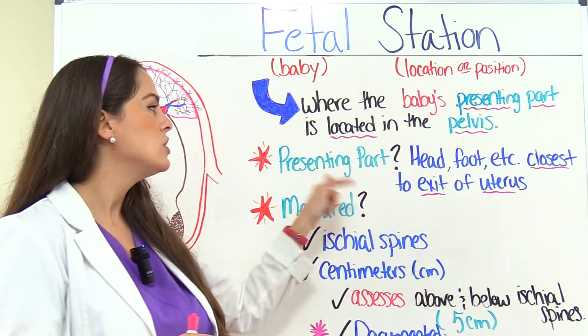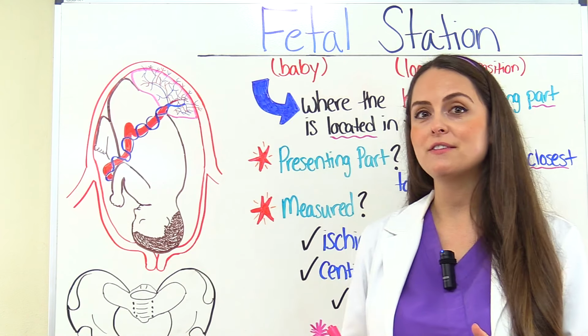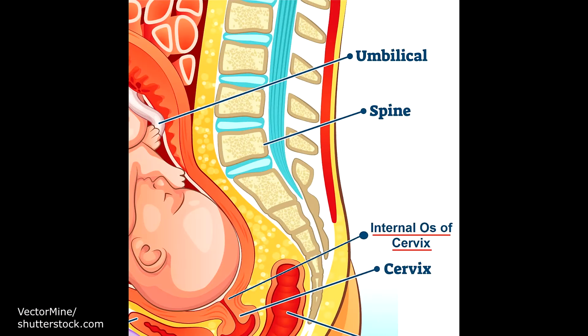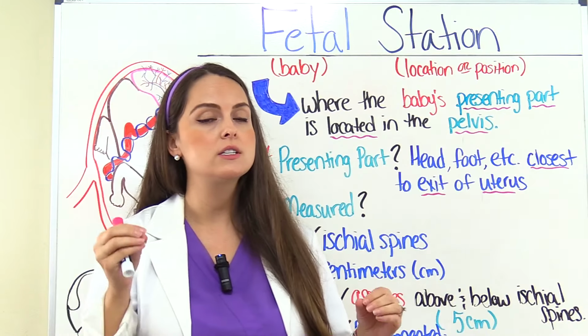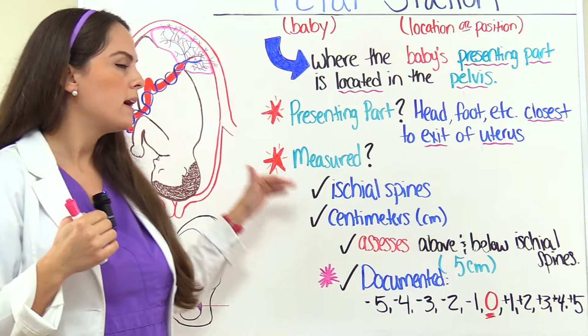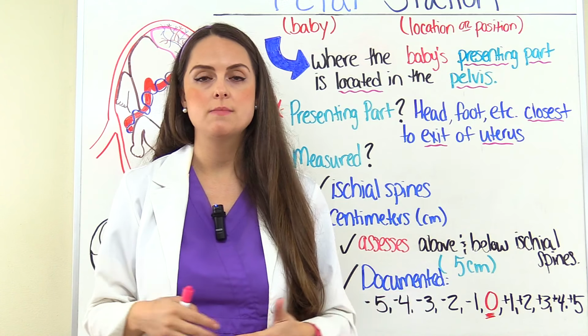Now, the exit of the uterus, we're talking about the cervix, and we're particularly talking about the internal os of the cervix. This is like the exit door for how that baby leaves that uterus and is born. So we're talking about whatever structure is closest to that, and it's usually the head if the baby's in the right position.